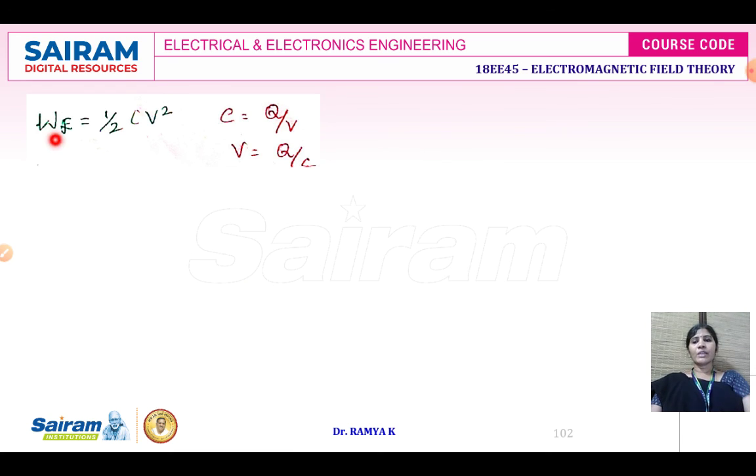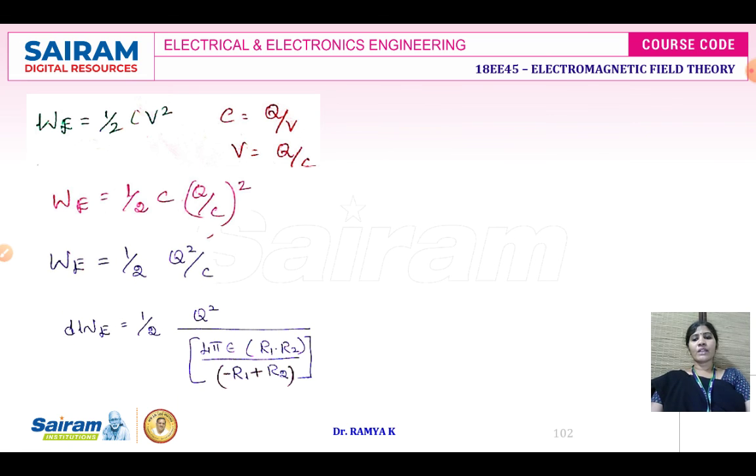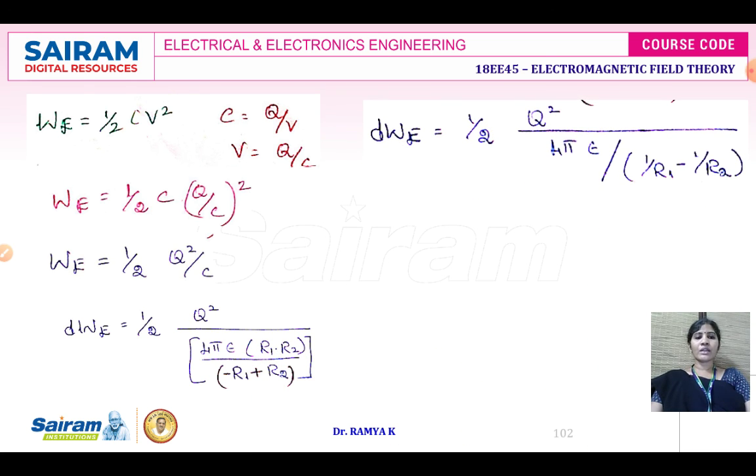We can write WE is equal to half CV square, or C is equal to Q by V, or V is equal to Q divided by C. By comparing this equation with this, it is possible for us to identify the value of the capacitance. C is equal to 4 pi epsilon, and in turn, if you take R1 and R2 below, you will get 1 by R1 minus 1 by R2. The value of capacitance is going to be 4 pi epsilon divided by 1 by R1 minus 1 by R2.